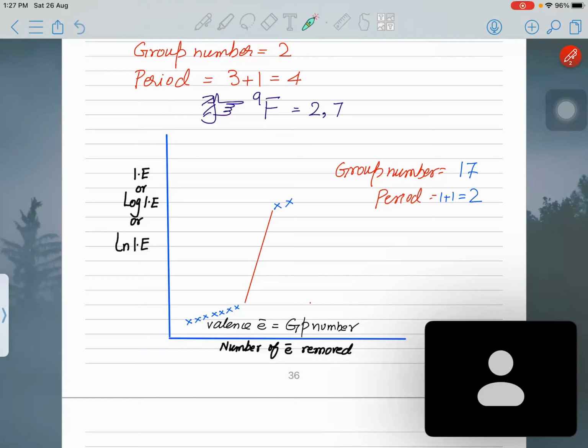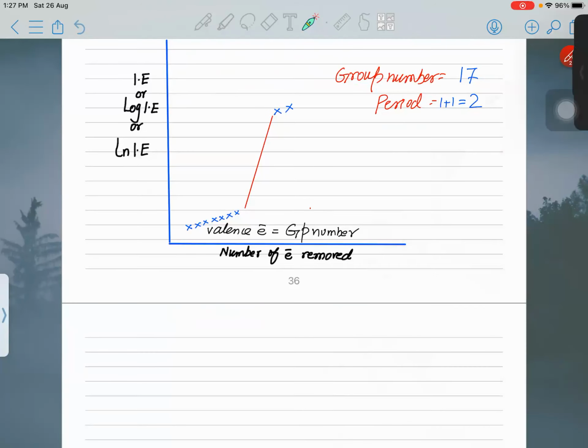Because in the periodic table you have 10 transition metals. So after group 2, you have group 13, because 10 columns, 10 groups are for transition metals. All of you getting my point or not? Yes, sir, I got your point.